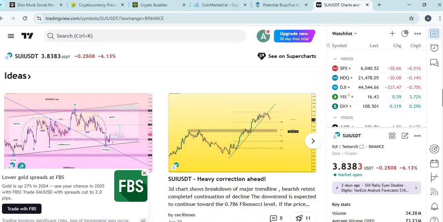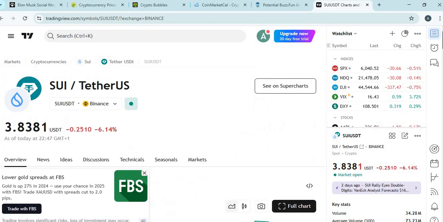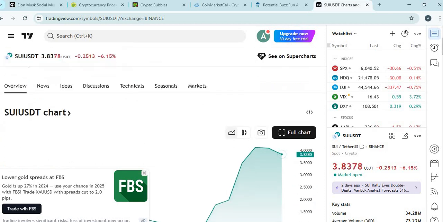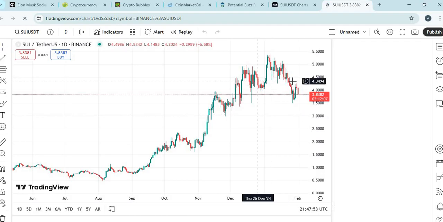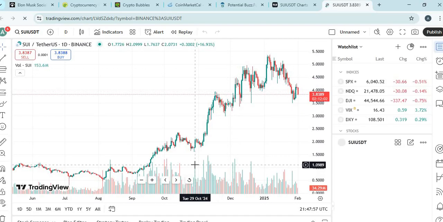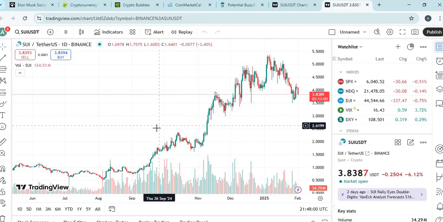So you can see a whole lot of things here, and that's just an overview. We can go from news to ideas to discussion, to technicals to seasonals to market, or you can go on super charts. Yes. Here you have it. You can go on super charts, do whatever you want with the information here. So a whole lot of things is possible with TradingView, a whole lot.